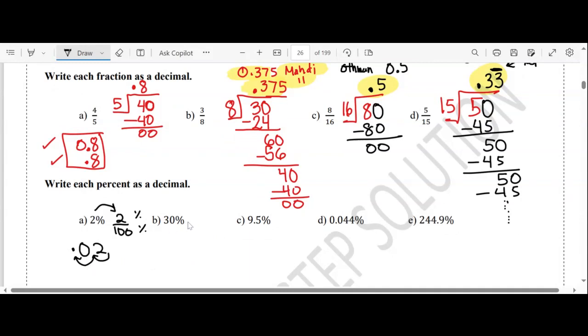Next one. What should I do here? 30. Divide by what? 100. So you move. 0.3. So the answer is point 3. This one. What do you get? 0.095. Good. Clear? Yalla, you do classwork. Yalla, do it now. Finish? MashaAllah.